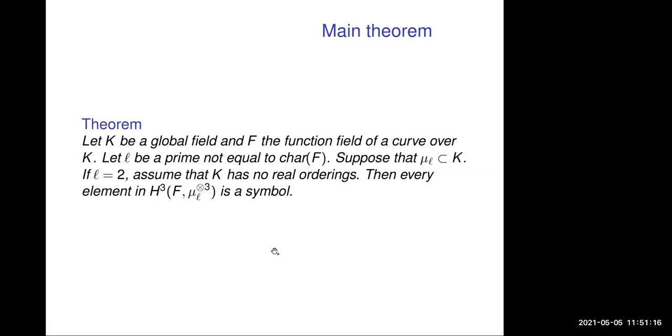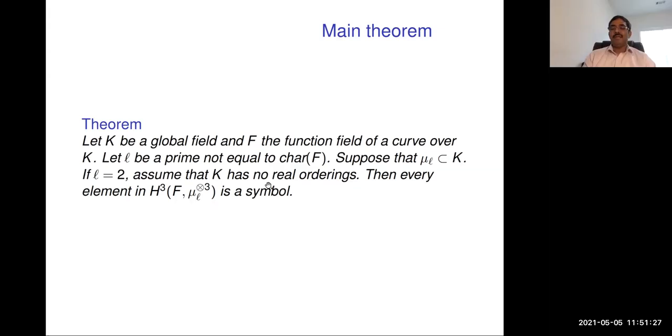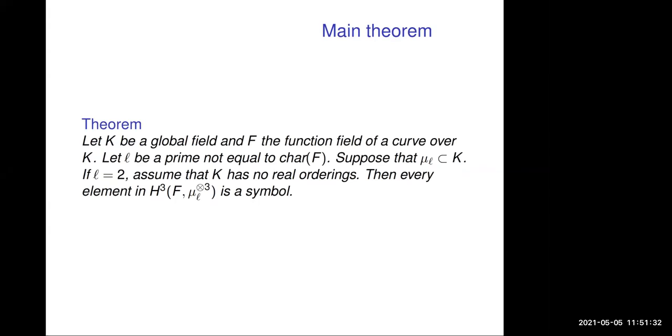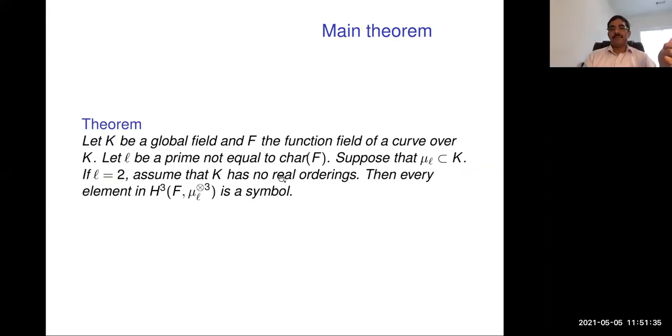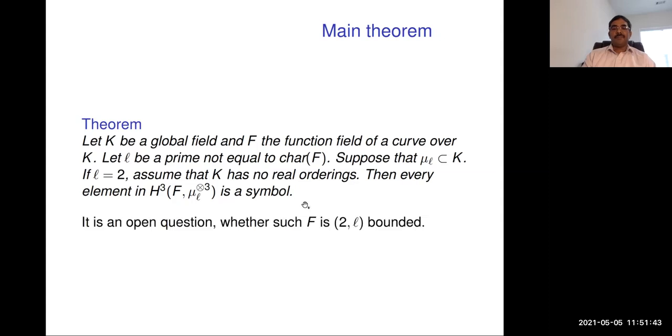Actually, I have a question about the function field over a p-adic field. Is L a prime there, or is it just anything which is coprime to p? No, it's a prime. When we show everything in H^3 is a symbol, we look only at primes. Okay, thanks. And we also assume that L is not equal to p there. Okay, so it's an open question whether F is 2L bounded. This theorem shows that it is 3L bounded, but we don't know whether it's 2L bounded or not.